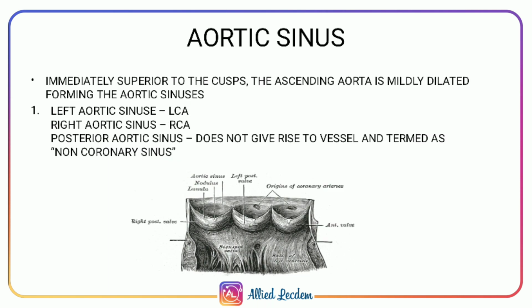Aortic sinus. The ascending aorta is mildly dilated, forming the aortic sinus. There are three aortic sinuses, namely the left aortic sinus, which gives rise to the left coronary artery, the right aortic sinus, which gives rise to the right coronary artery, and the posterior aortic sinus. This sinus does not give rise to any vessel and is termed the non-coronary sinus.